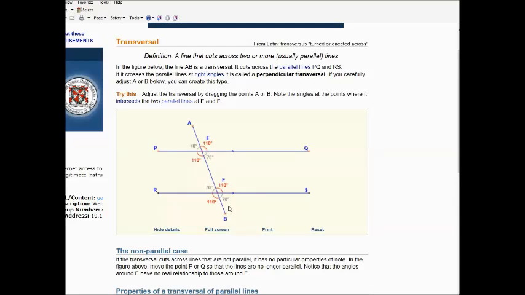Let's look at this picture of parallel lines. Now this right here, this arrow and this arrow, is an indication that these lines are parallel. Not at the ends. At the ends it means it goes on forever. Here it means that they're parallel.